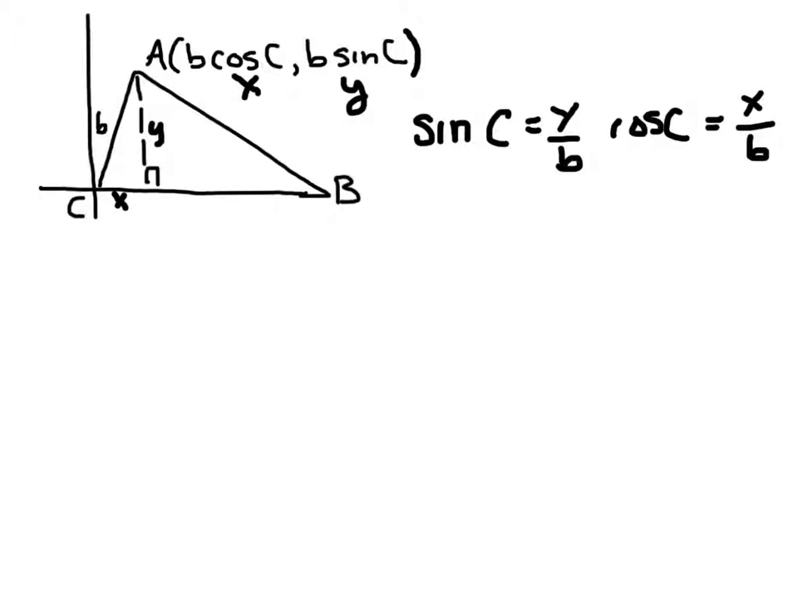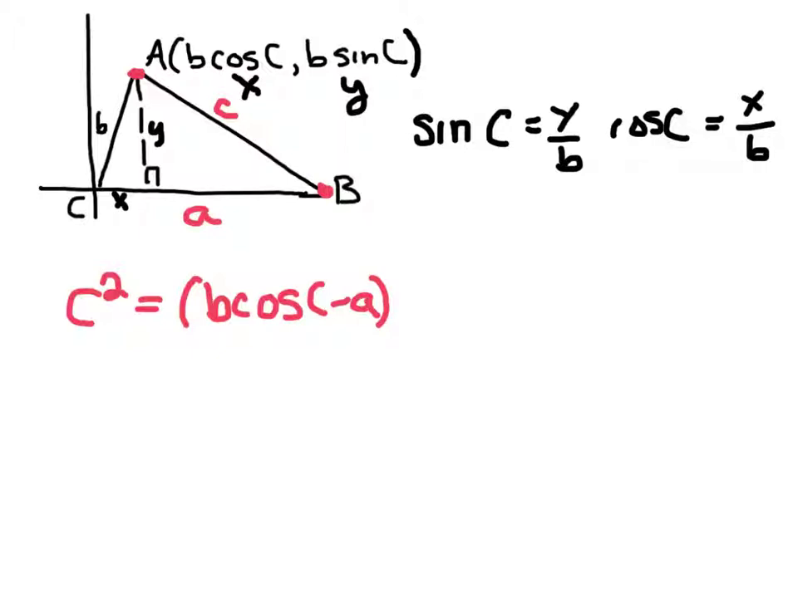And if I were to then find the distance from point B to point A, I can find that distance using the distance formula. So the distance formula says that, in this case, the distance c squared is equal to the difference in the x's, so that would be b cosine C minus a, squared, plus the difference in the y's, that would be b sine C minus 0, squared, because A is at the point (a, 0).